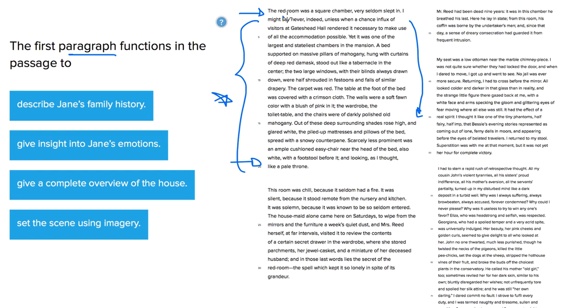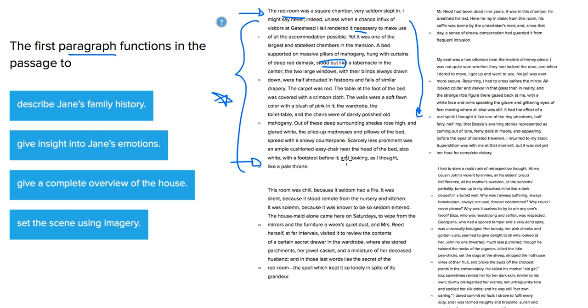So here we're talking about the Red Room, and we're describing what the Red Room looks like. How you were supposed to get into it, the fact that it stood out, the color of it, the windows, the cloth, etc., the colors of the walls. So we're describing this room a lot, right?